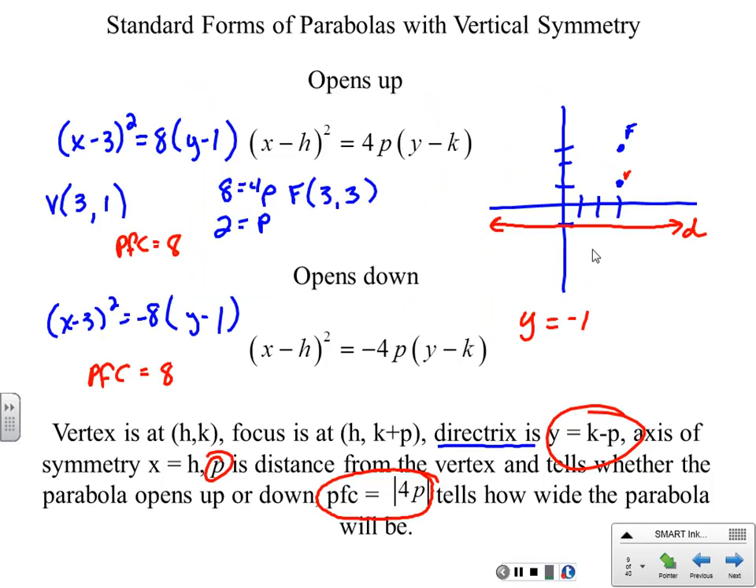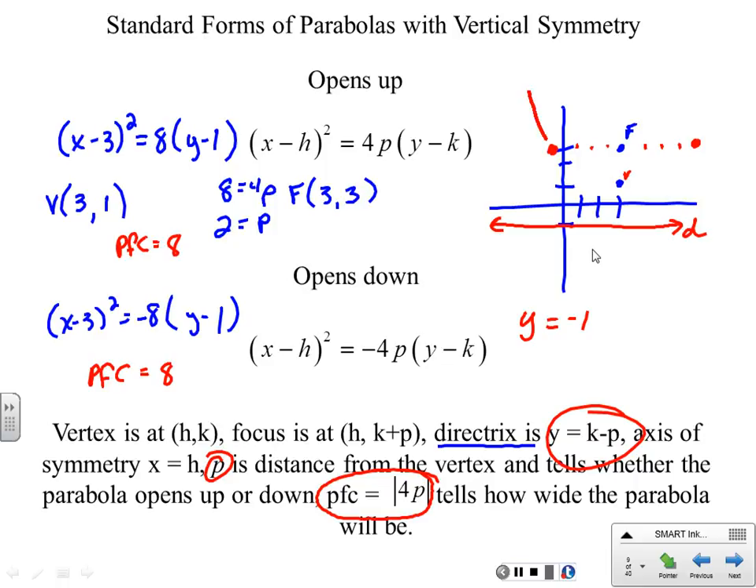So watch this. 8. 8 is the complete distance from one side to the other. So if I start at the focus, how many am I going to count left and how many am I going to count right? 4. Don't do 16, that's going to be gigantic. So we're going to go 1, 2, 3, 4, and then 1, 2, 3, 4 this way. So there's your primary focal chord.